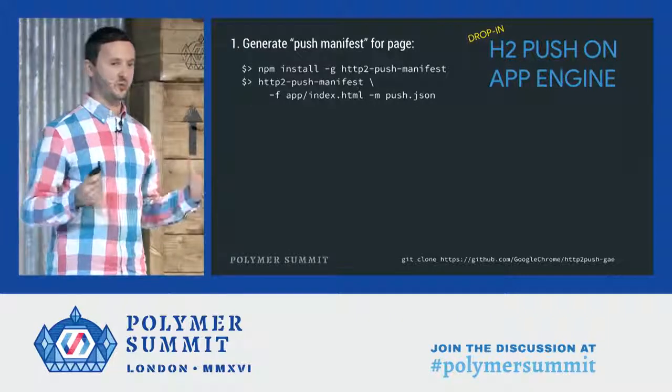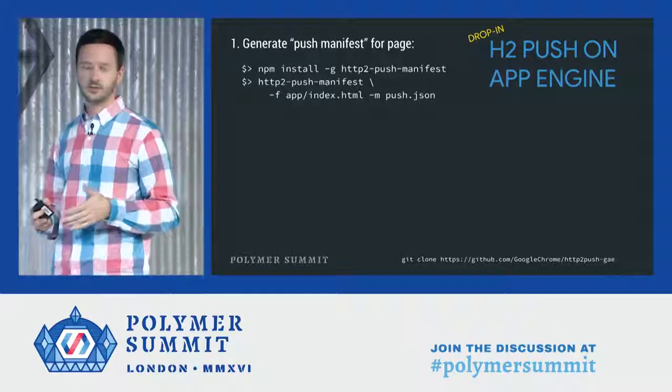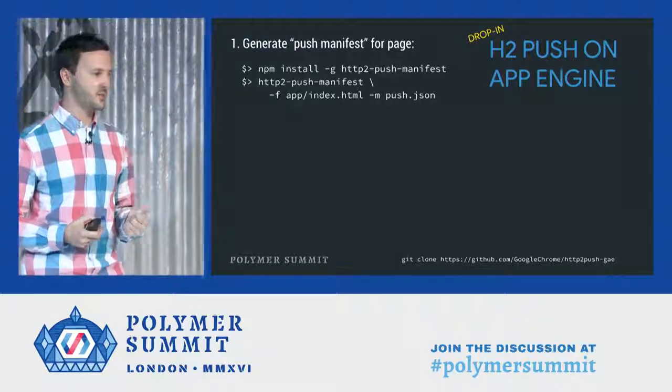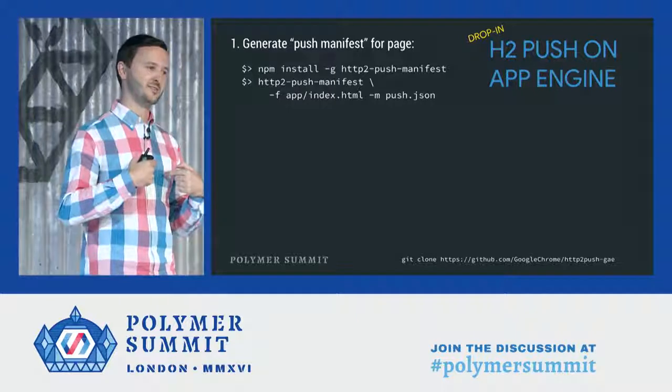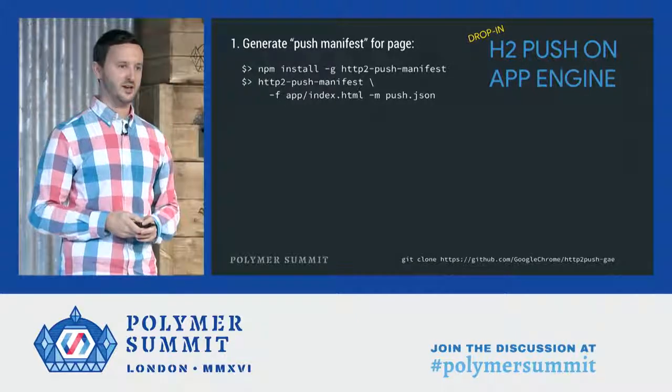So I got so excited about push last fall that I wanted to make it really easy to do on App Engine. Because ultimately Chromestatus is on App Engine, so I wanted to make it easier, not only for myself, because I'm selfish, but I want to make it easier for you guys too. So I wrote a couple of things, and hopefully you'll find them useful.